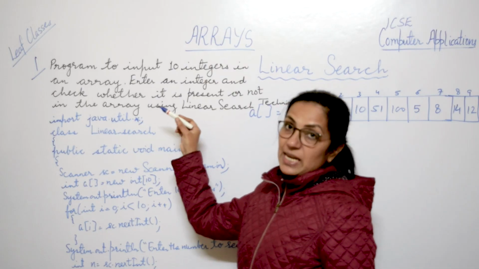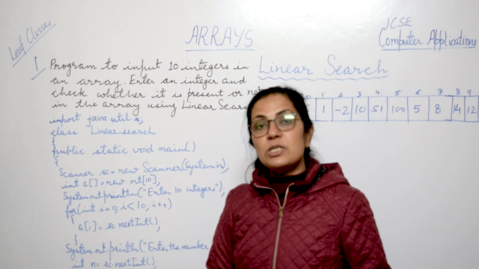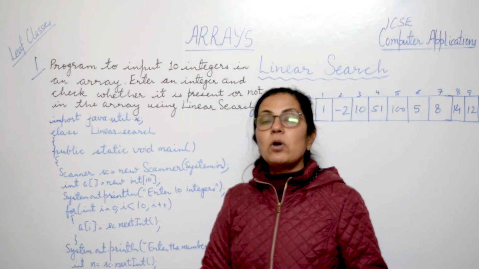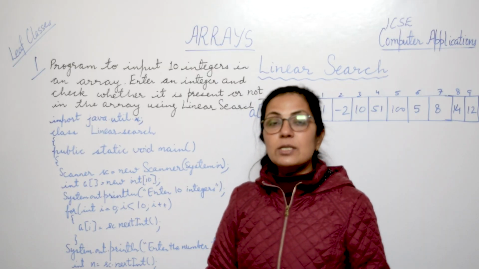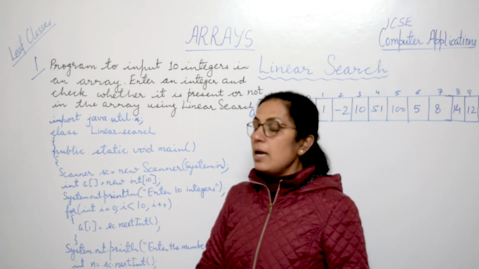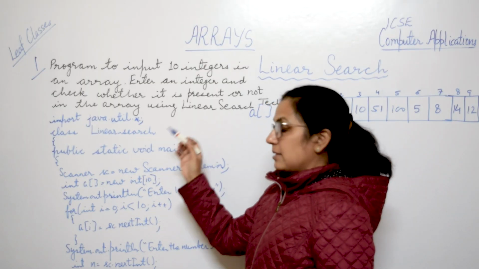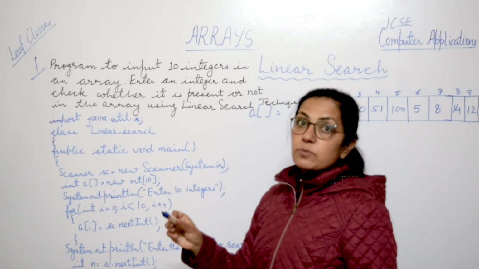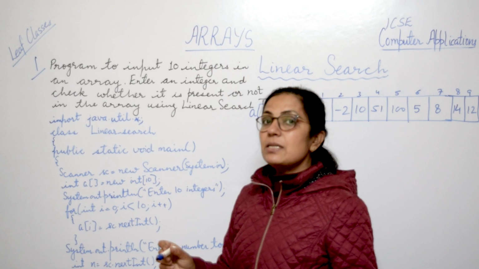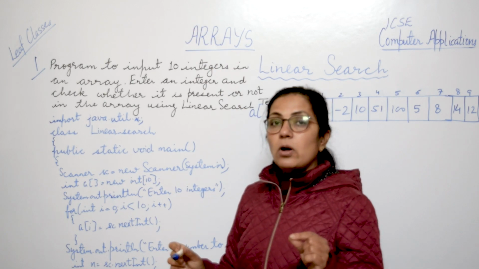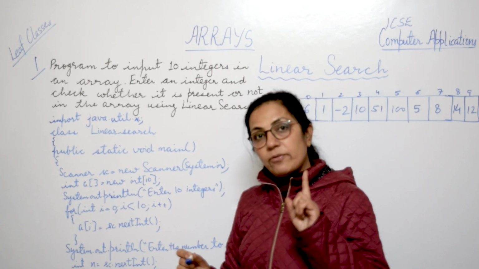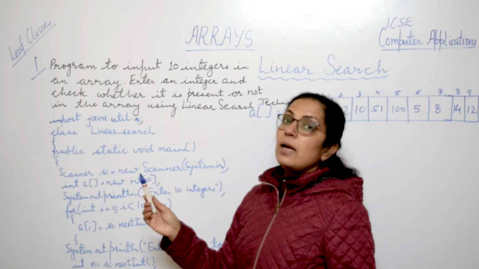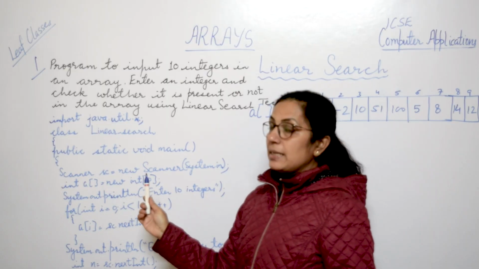The first statement which I have written in the program is import java.util.*. Why? Because I want to use the scanner class functions for input, right? So class, class name, public static void main, then we have created the scanner object. Yes, children, don't miss this statement. When you want to use scanner class function, you have to create the object of that, and then we have declared the integer array of size 10.